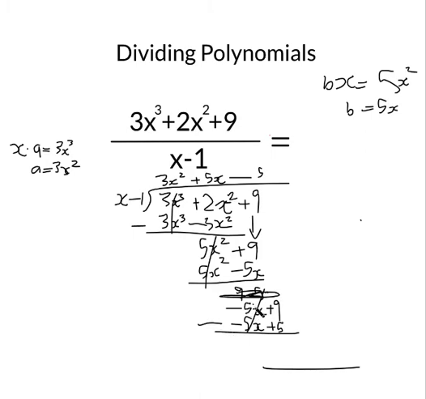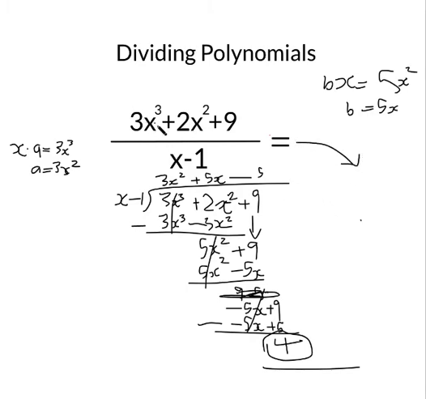Negative 5x minus negative 5x is just 0. 9 minus 5 is 4. And we can't multiply any constant by x to get 4, so we're just left with 4 by itself. Now we have to answer the main question.